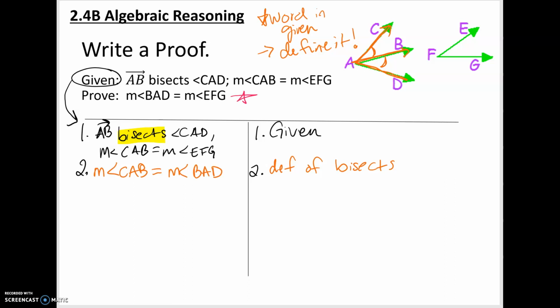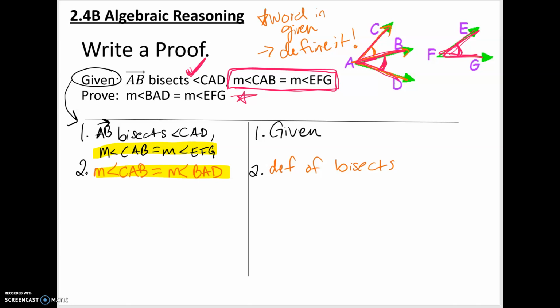Okay. We are trying to prove that BAD is the same size as EFG. Okay, so I've already used this first piece of my given, so now I'm going to look at this second piece. The second piece tells me that CAB and EFG are the same size. And we just said that CAB and BAD are the same size. So what I want you to do now is look at these two statements. What do you notice about those two statements?